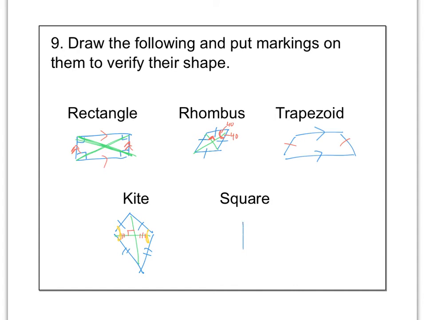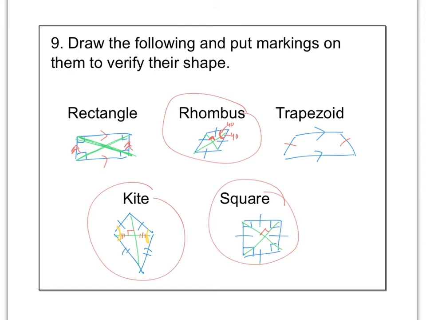And finally, the square. So a square is basically a rhombus that has 4 right angles, just like that. And since it's a rhombus, it has diagonals that are perpendicular. So there's 3 of those that have perpendicular diagonals. It's the rhombus, the square, and the kite. Kind of cool.